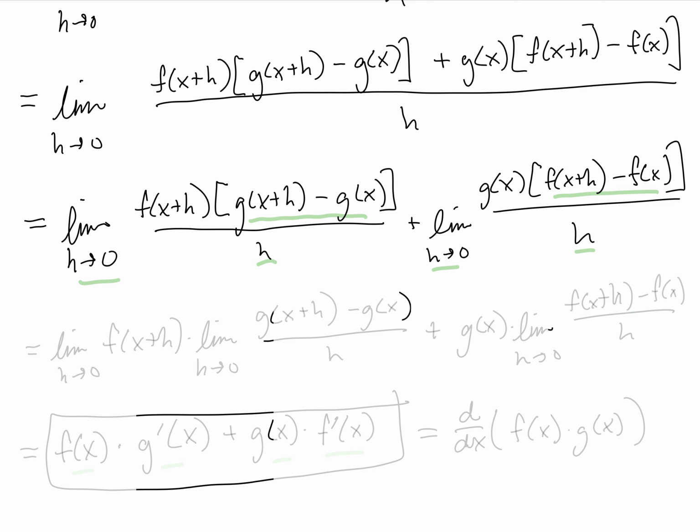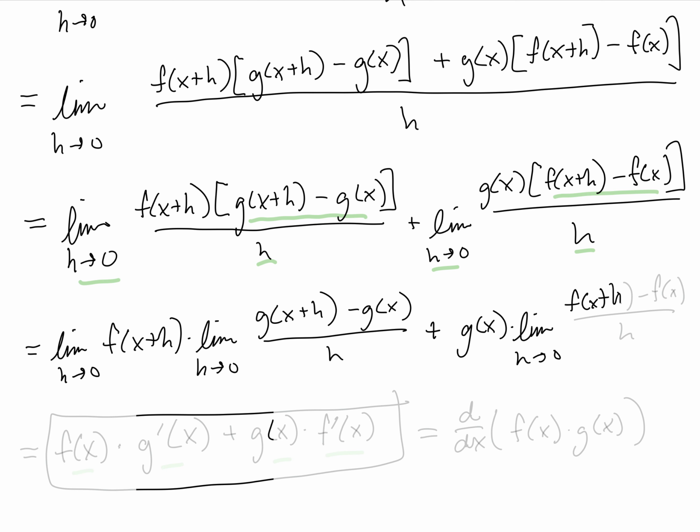So to continue, we want to get the rest of that out of there. We want to separate this limit again as the product of limits. So this is equal to the limit as h goes to 0 of f of x plus h times the limit as h goes to 0 of g of x plus h minus g of x, all divided by h, plus, now g of x is constant with respect to h. It does not have an h in it, so we can just pull it out front. We don't need a limit for it at all, times the limit as h goes to 0 of f of x plus h minus f of x all over h.